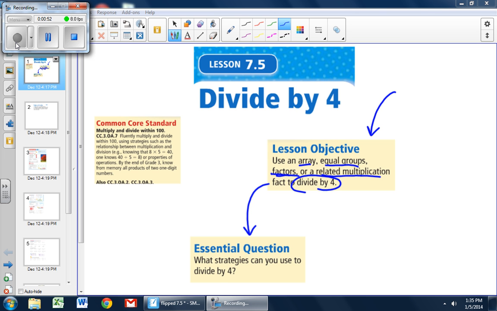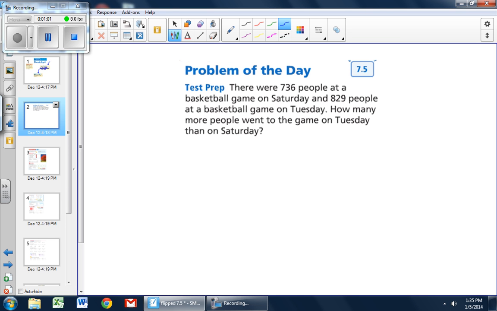So think about those things as we work through the lesson so that you can journal correctly in your math journal using that essential question. Warming up our brains for 7.5, we're going to look at the problem of the day.